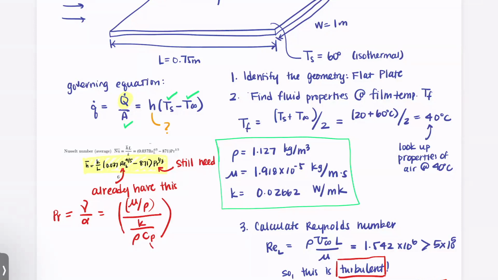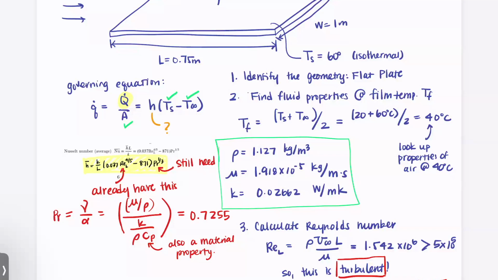Okay, and that gives us 77.5 watts per meter squared Kelvin. So the hard part is done, but we're not finished just yet. We still need to find Q dot, which is H bar times TS minus T infinity times the area.